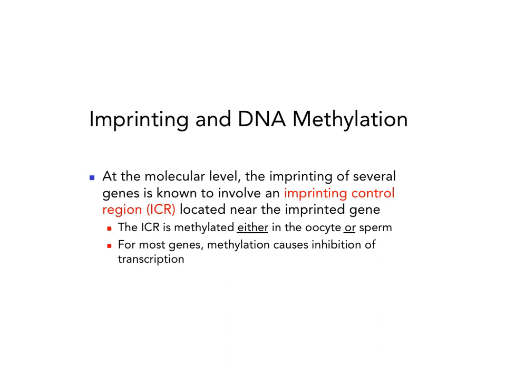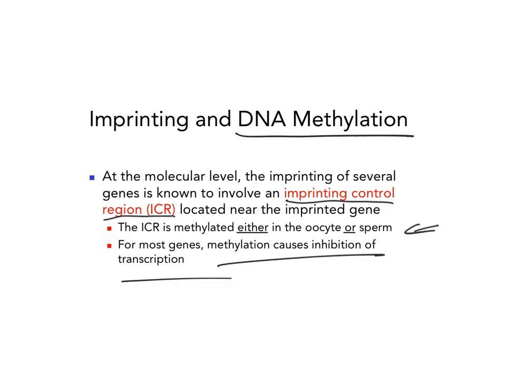So let's think about how this marking occurs. It's primarily driven by the process of DNA methylation. This is the marking process, and by this I mean you're marking the gene. So at the molecular level, you have an imprinting control region that's going to be located near that imprinted gene. And then you get this pattern. This is always a pattern. It's either methylated in the oocyte or in the sperm, typically not in both, because then you're shutting off both copies of that gene. And most of the time, this causes inhibition of transcription.